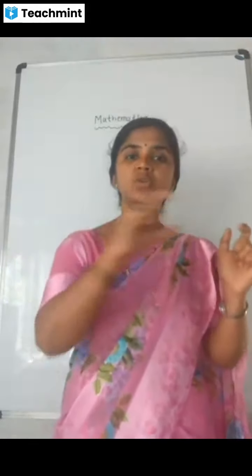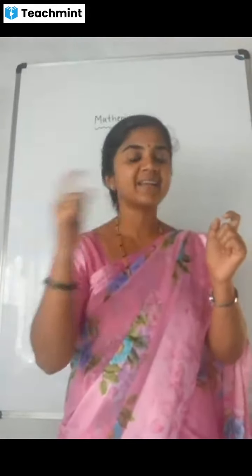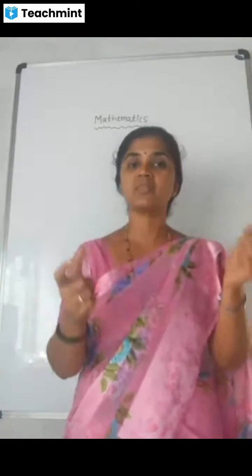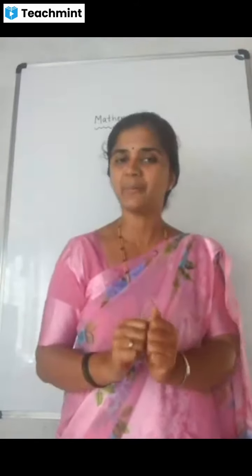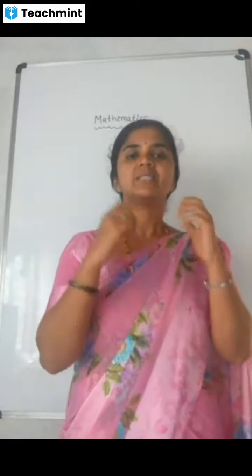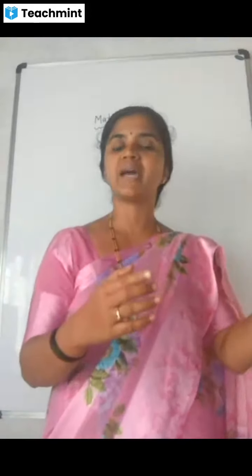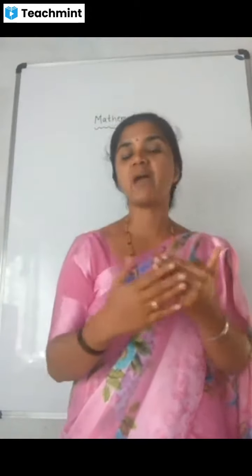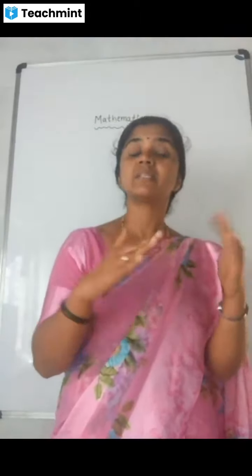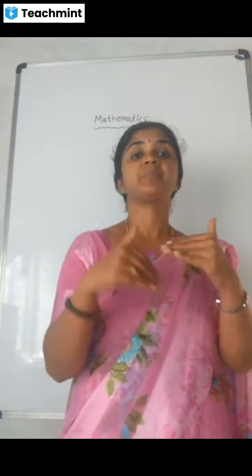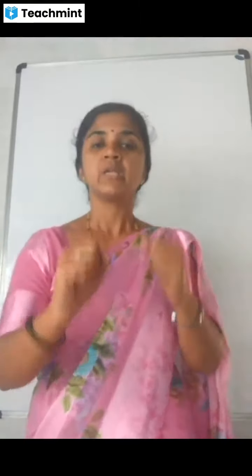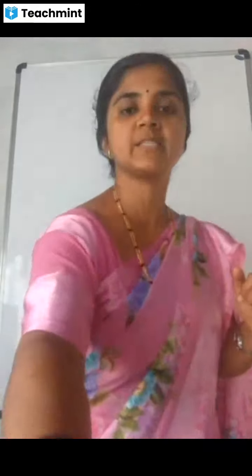I am using the words real numbers and their decimal expansion because in the last class you got the definition of real numbers. Real numbers are a collection of both rational and irrational numbers. Now we have to see how the decimal expansions differ. That is, the types of decimal expansion.